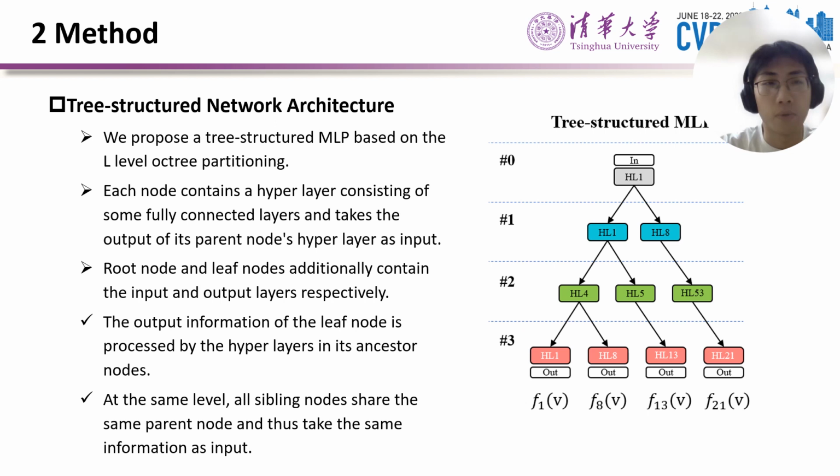Finally, we introduce the tree-structured MLP based on the L-level octree partitioning. Each node contains a hyperlayer consisting of some fully connected layers and takes the output of its parent node's hyperlayer as input. Root node and leaf nodes additionally contain the input and output layers respectively. The output information of the leaf node is processed by the hyperlayers in its ancestor nodes. At the same level, all sibling nodes share the same parent node, and thus take the same information as input.